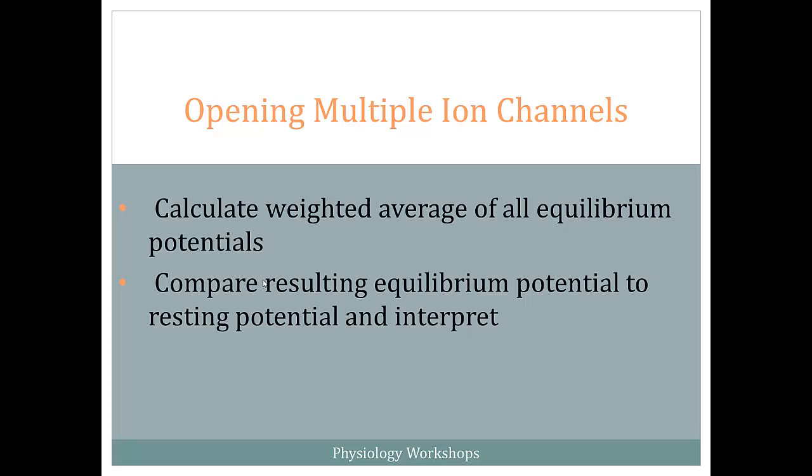So how do we do that? Well, we simply take a weighted average of all the equilibrium potentials. So again, a weighted average. Then we compare the resulting equilibrium potential to our resting potential, pretty similarly to what we had done before, and then we interpret our results. So let's take a quick example to make sure we've got this.